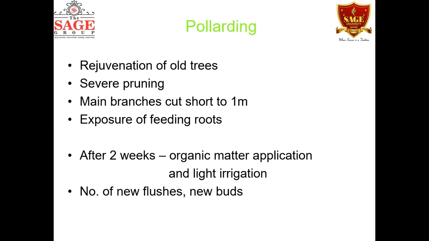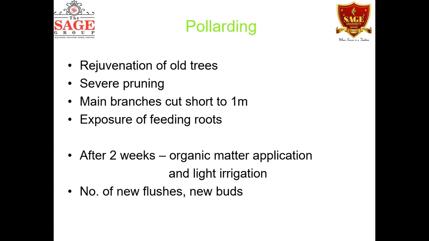Then the roots will be exposed to the sun. After 2 weeks, you can apply organic matter as well as give light irrigation. A number of new flushes or new buds will come. The main trunk of the tree you will cut at 1 meter height. After that, you can give proper organic manures and light irrigation. It will start developing new flushes and new shoots, and you can encourage the growth of these new shoots.